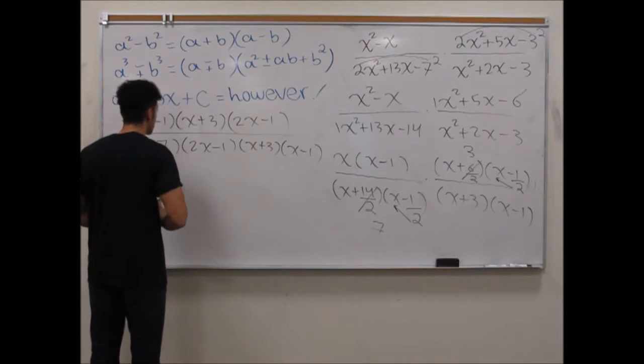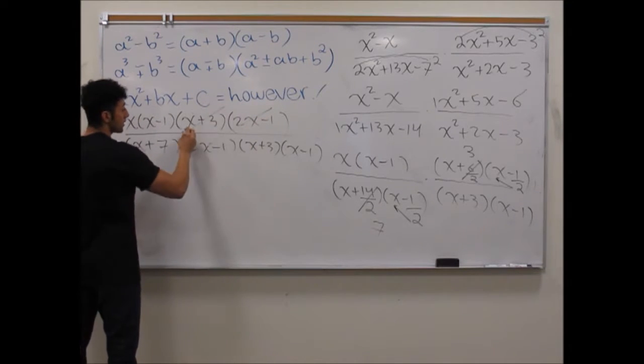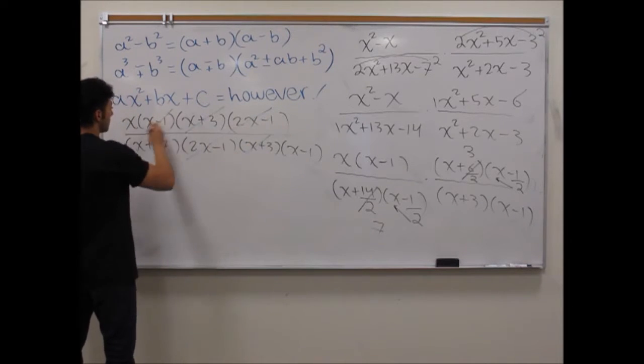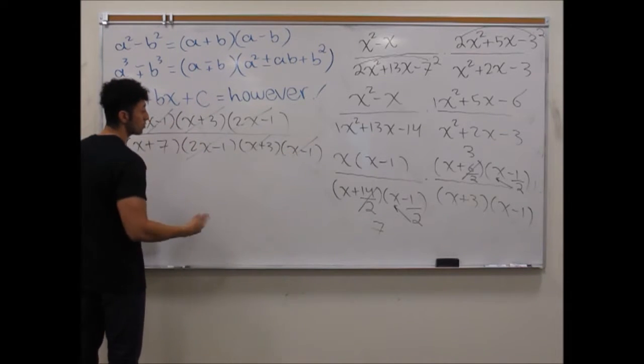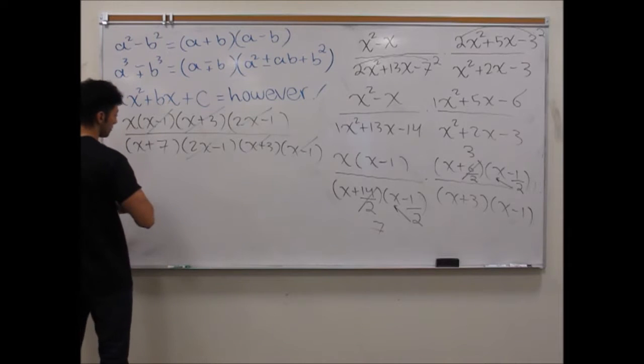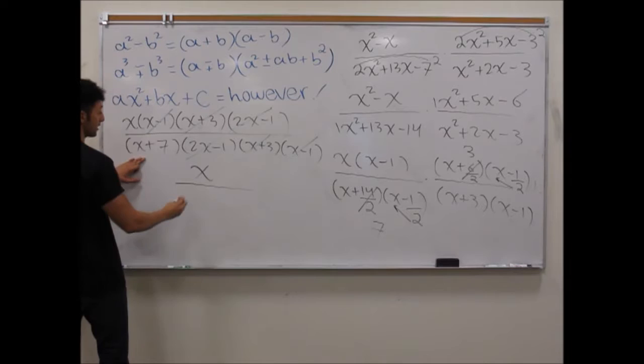So let's see what cancels here. These 2x minus 1's cancel. The x plus 3's cancel. And the x minus 1's cancel. So there's going to be a lot of canceling, which is normal. So we just get an x on top. And on the bottom we get an x plus 7.